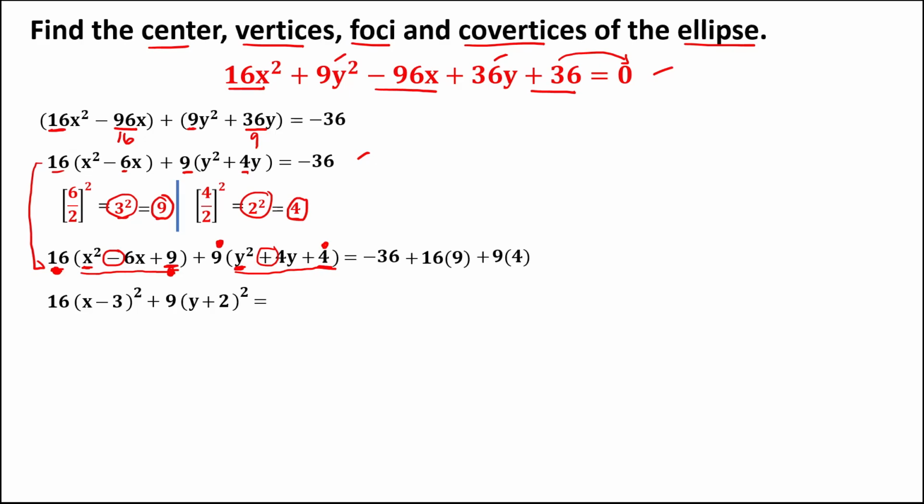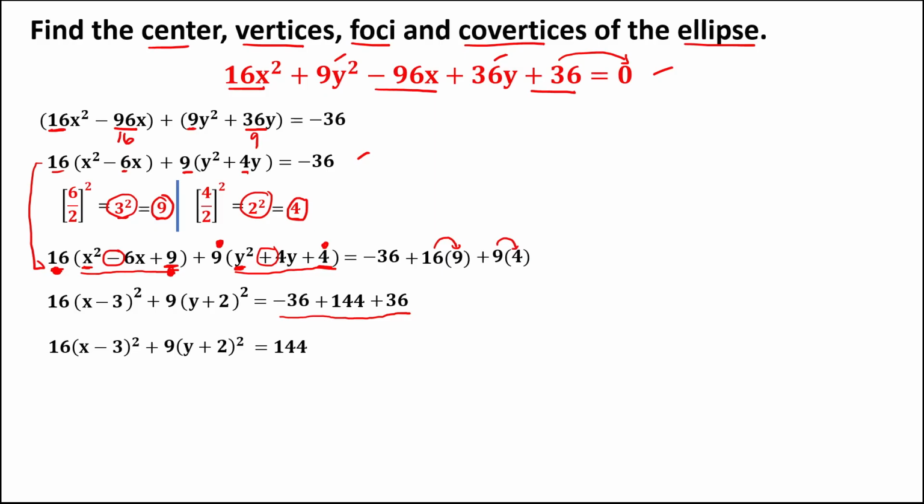Then on the right side, bring down negative 36, then plus 16 times 9, which is 144, then plus 9 times 4, which is 36. Then simplify the numbers on the right side: negative 36 plus 144 plus 36 is equal to 144.